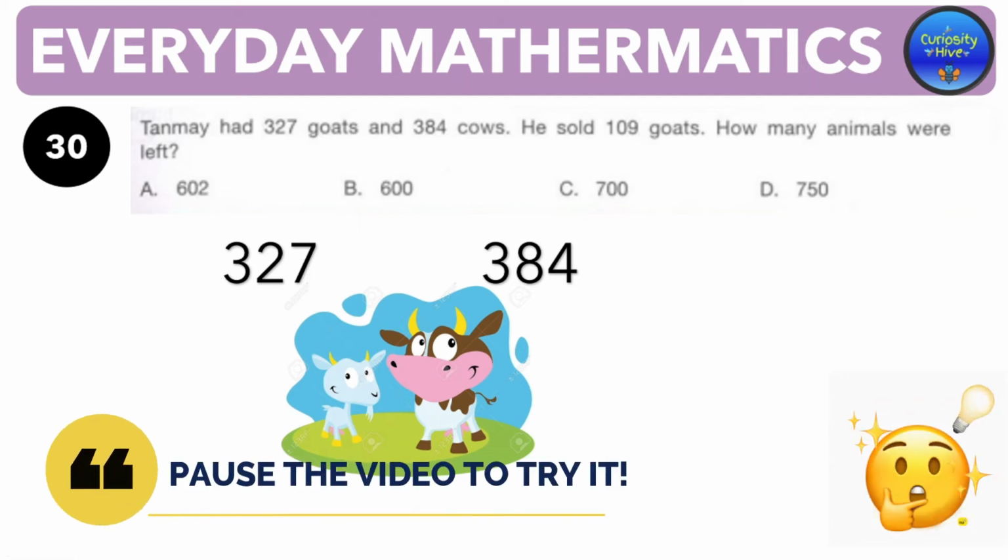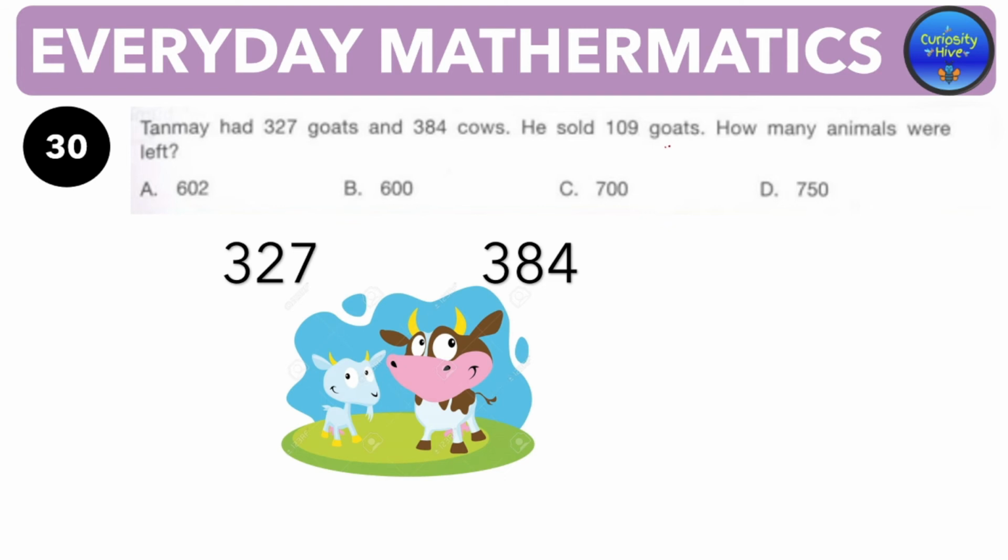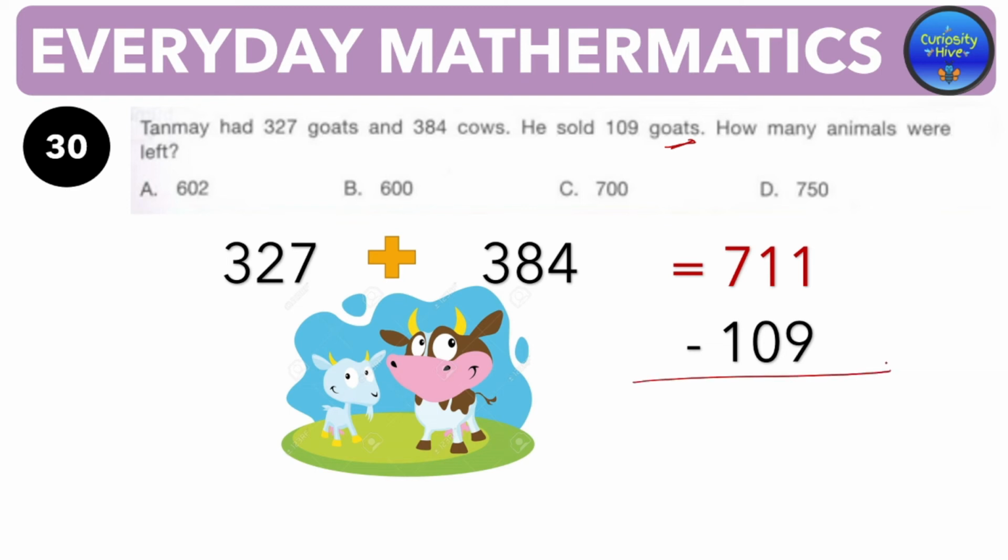Well, here you don't need to bother what he sold because you need to find the total number of animals left. So we need to add the total number of animals he has initially, which is equal to 711. Now out of 711, he sells 109 goats. That means 109 goats are to be subtracted, or reduced, from 711. So your final count remaining is 602. So your answer is option A.